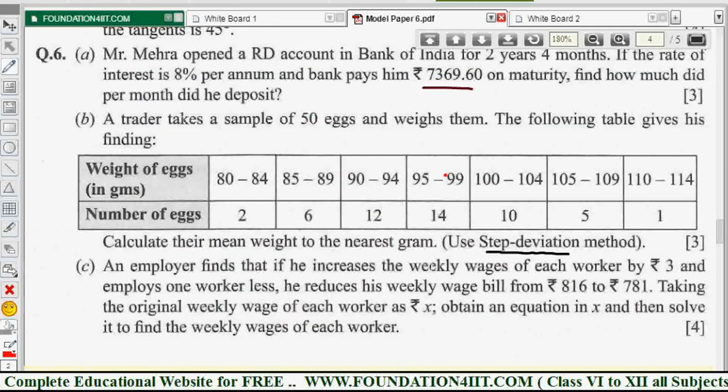And next one. Here an employer finds that if he increases the weekly wages of each worker by 3 rupees, he employs one worker less. In case he increases the weekly wages by 3 rupees, one worker is less, and he reduces the weekly wages bill from 816 to 781. So taking the original weekly wages as x, we should obtain an equation in x and solve it to find the weekly wages of each worker. So let us take the weekly wages of each worker at present as rupees x and solve this problem.